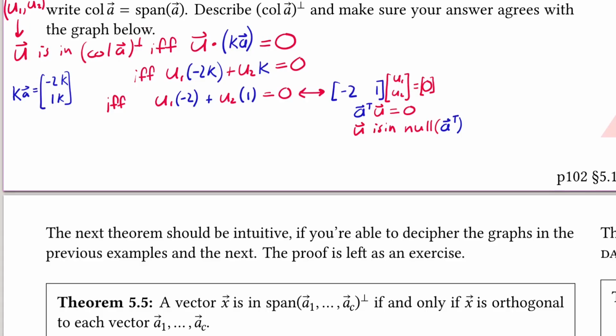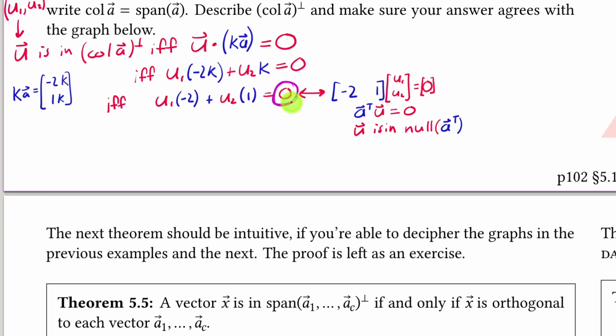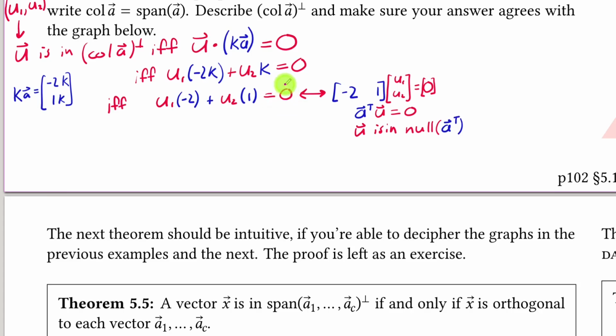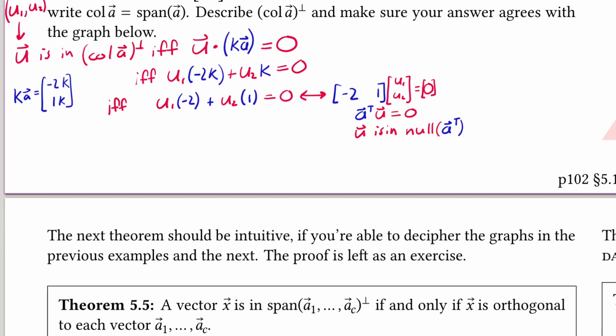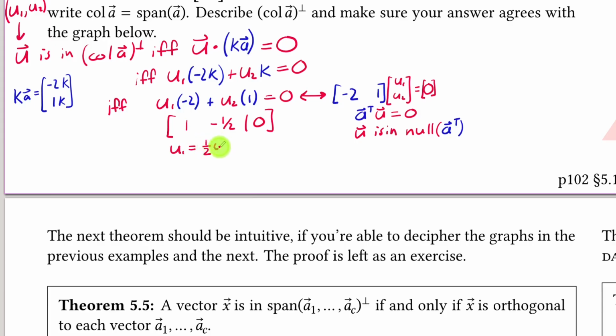Now, to actually find a vector in the null space, it's the same thing as solving this homogeneous equation because we have 0 over here. So we can use the same methods as before, like if we scale this by 1 over negative 2, the augmented matrix becomes 1, negative 1/2, 0, which means we can say u1 is equal to 1/2 u2, and u2 is a free variable, so it's just equal to u2.